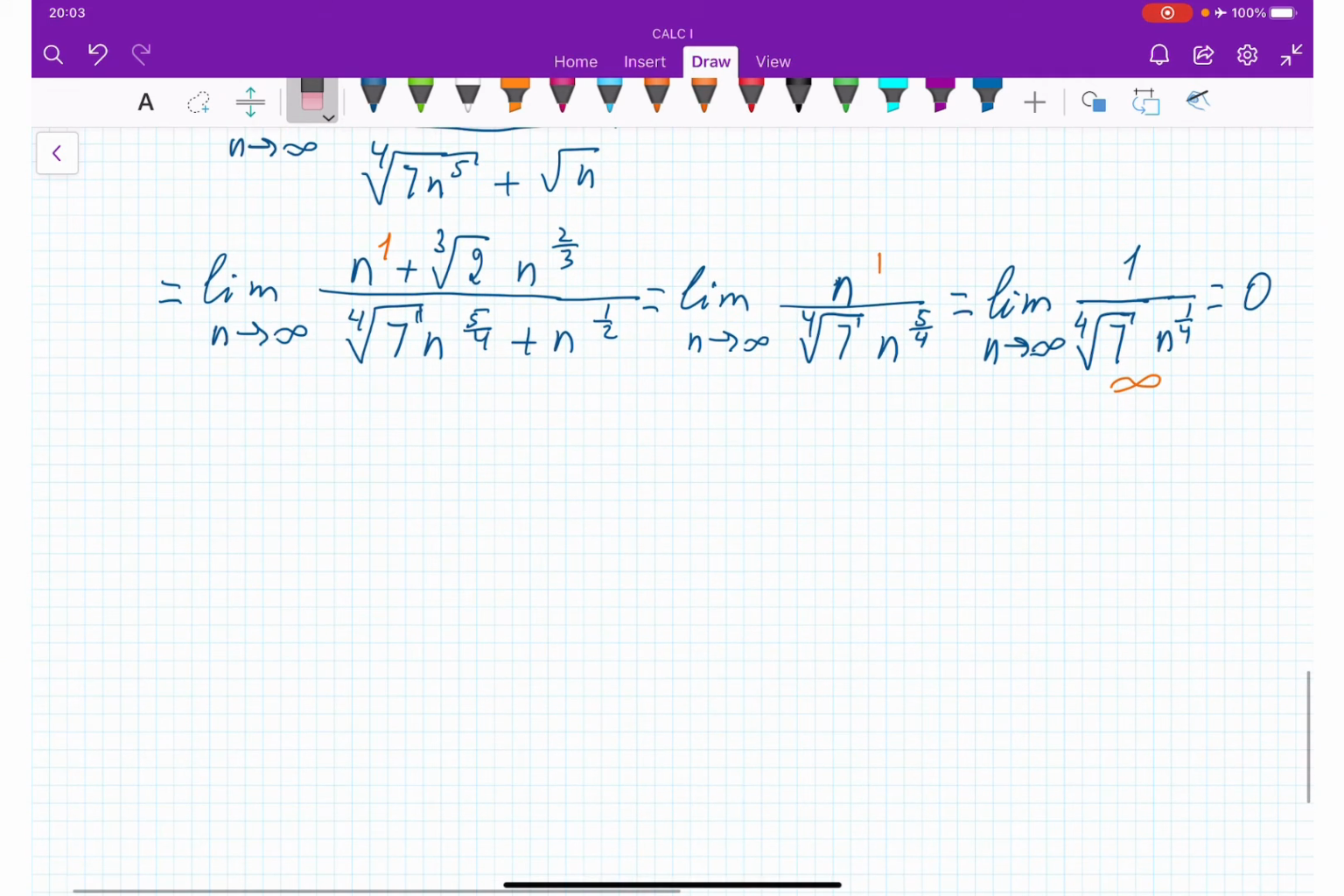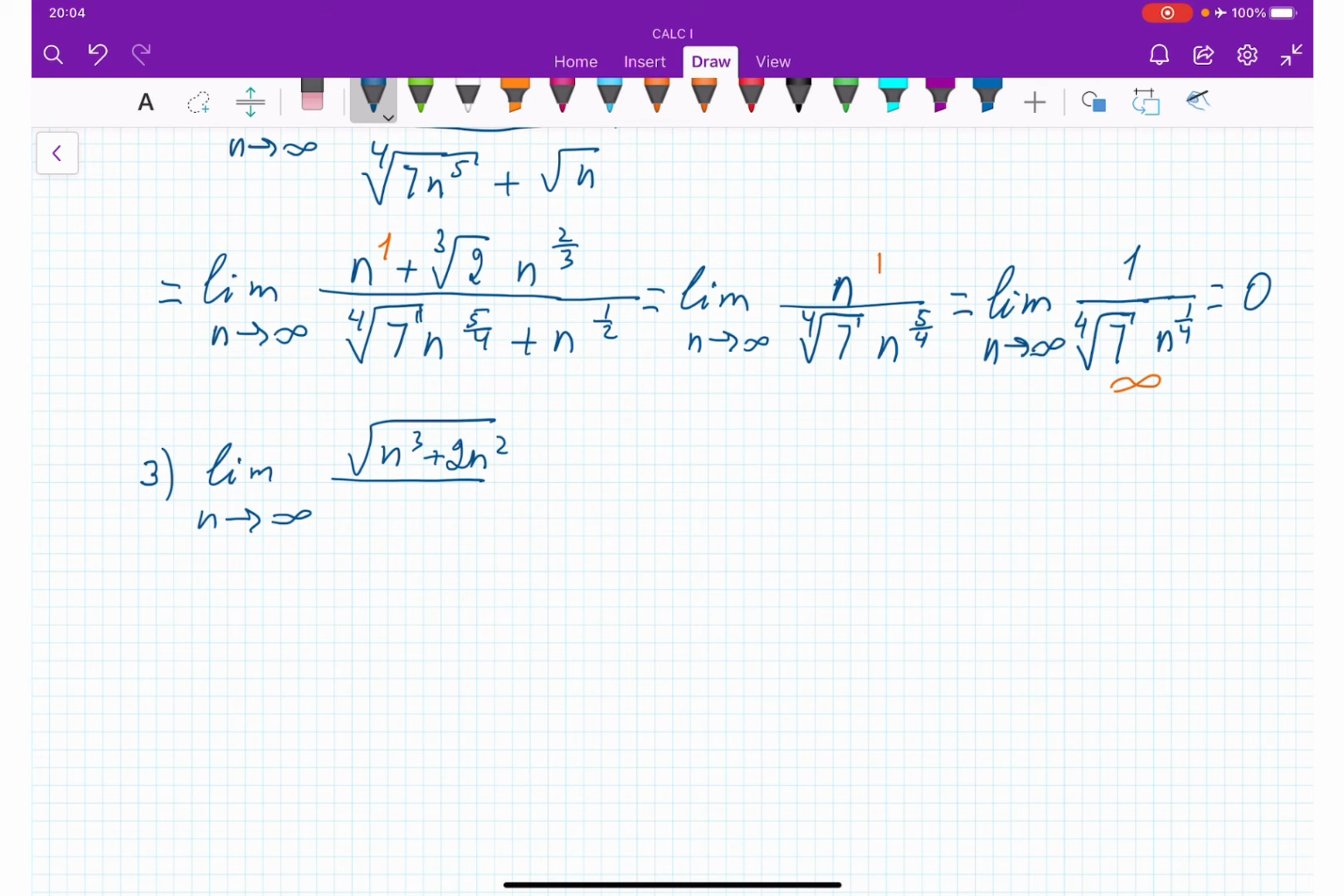Question number 3. We have the limit as n approaches infinity of the square root of n cubed plus 2n squared minus the square root of n cubed plus 3, divided by 5 times the square root of n minus 1.